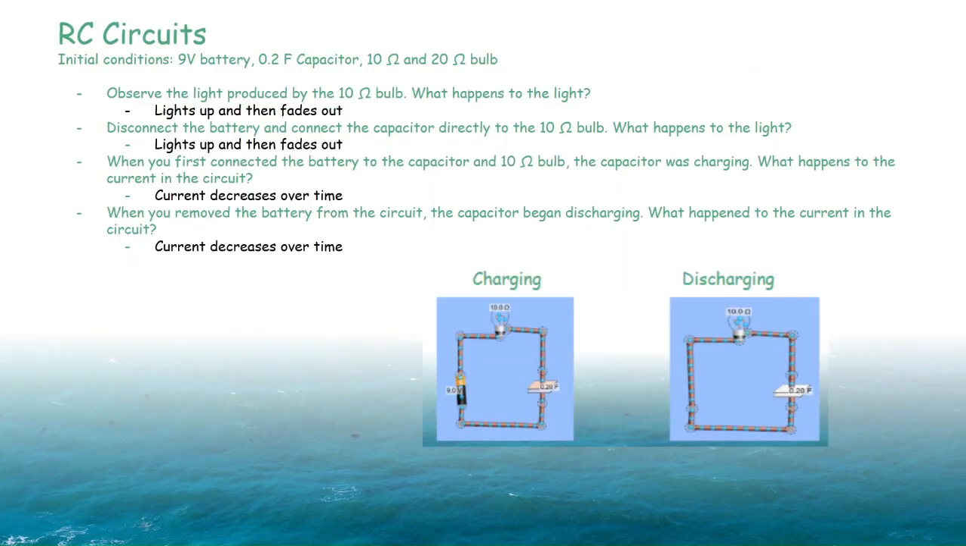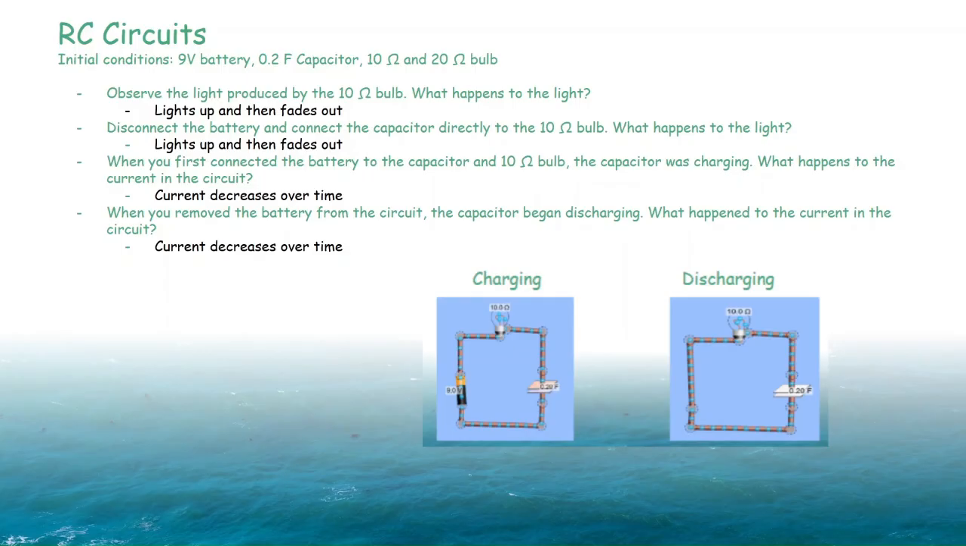Moving into RC circuits, which are the resistor capacitor circuits, we have one that is shown charging and one that is shown discharging. We have a 9-volt battery and a 10 ohm bulb, 20 ohm bulb, and a 0.2 farad capacitor. When I connected the battery to the 10 ohm bulb and capacitor in series, the bulb lit up and then slowly faded. When I disconnected the battery and connected the capacitor directly to the bulb, it lit up and then faded out.